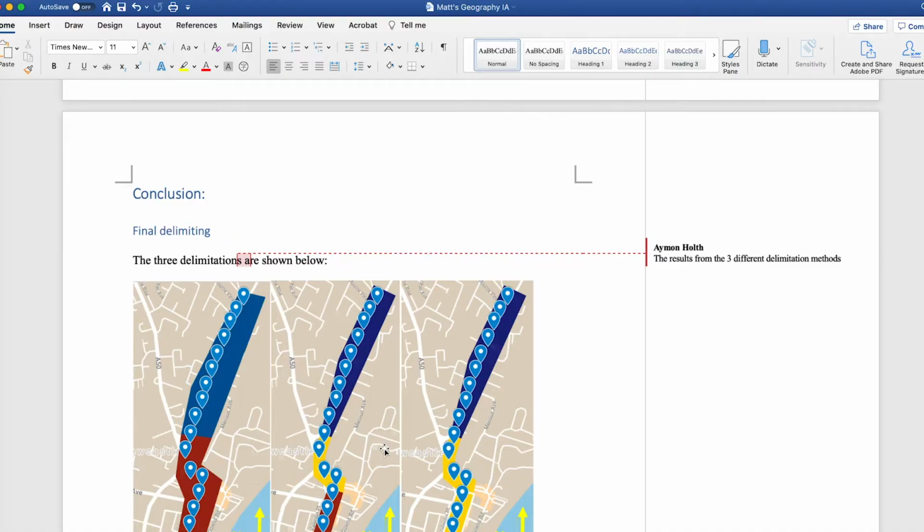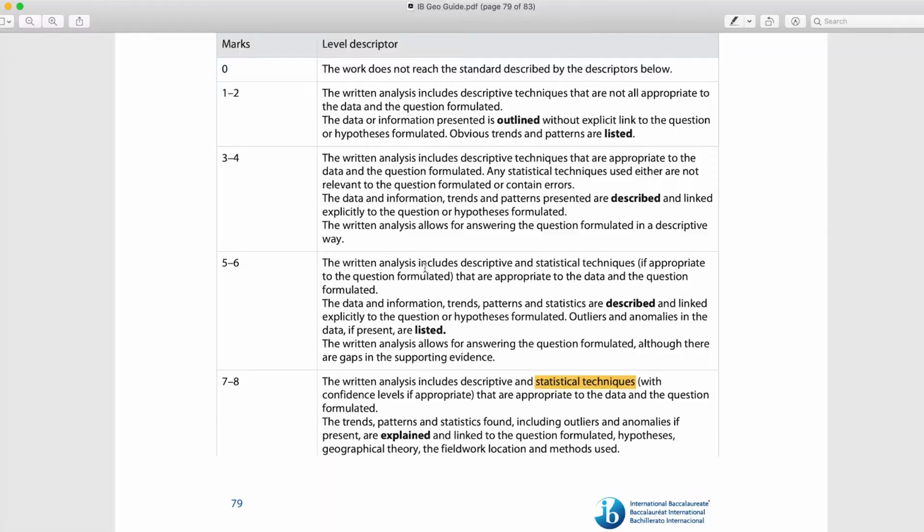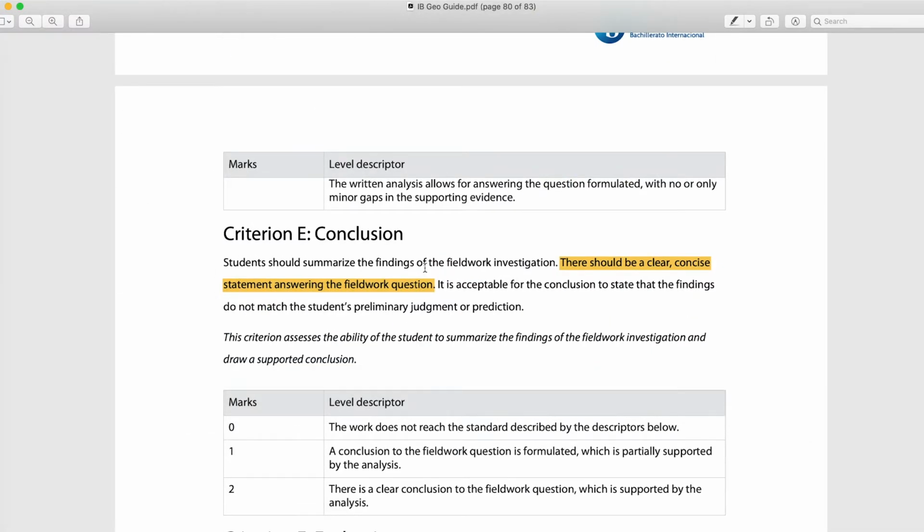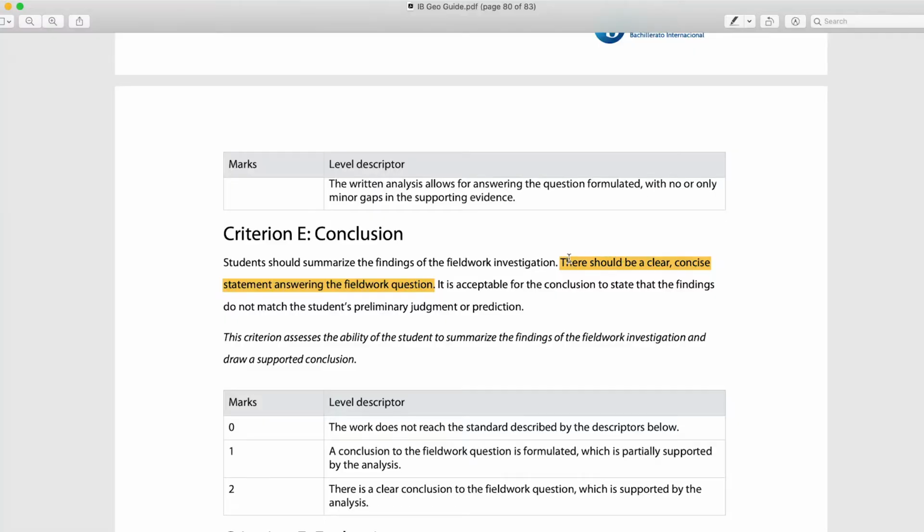All right, so let's talk about the conclusion. And before we go on, let's read what the IB has to say on the conclusion. Okay, so it's only 2 marks, but you want to get those 2 marks. These should be easy 2 marks to get. It's super simple. There should be a clear, concise statement answering the fieldwork question. So once again, that's why I think you should put the fieldwork question at the bottom of every single page so that the marker is reminded of what your fieldwork question is.